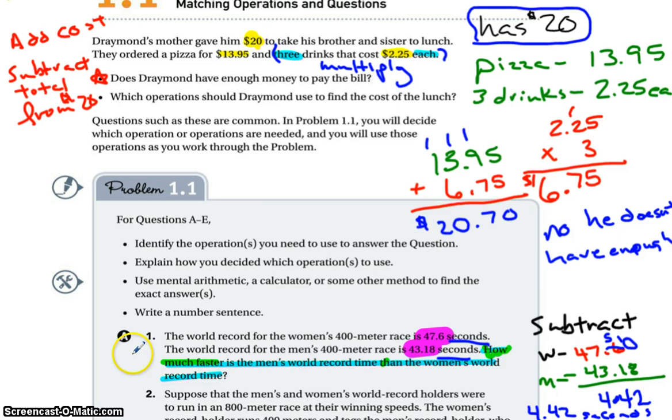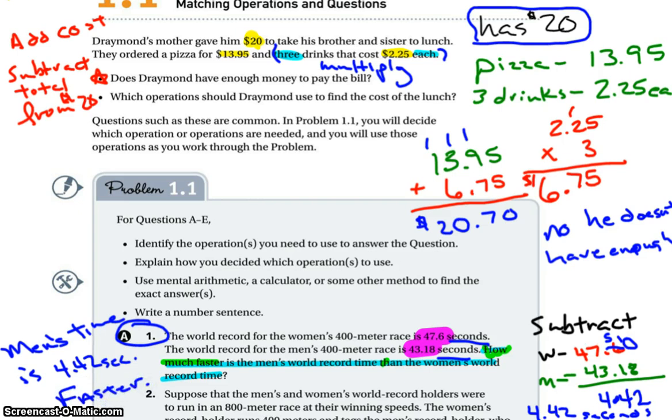Okay, and so my answer for A1 is that the men's time is 4.42 seconds faster, because their time was shorter. The women took more time to run it. So that's another example of deciding what we look for.